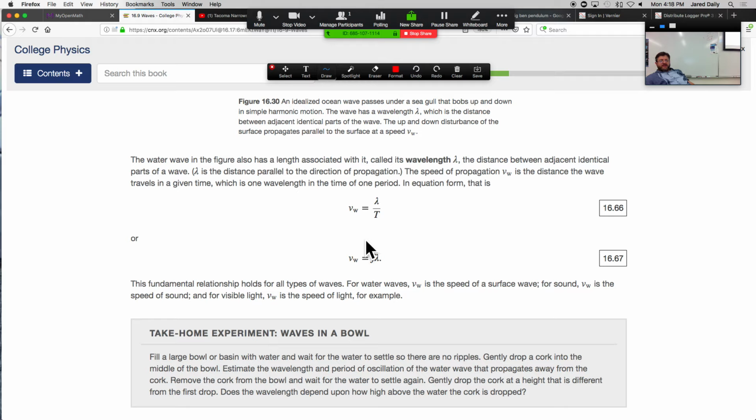Some of the things that we need to realize is that the velocity of a wave is going to be equal to the length of a wavelength divided by its period. Why? Well, because every wave that passes by is a wavelength, and the period is the time that it passes in. So this is going to give you a distance over a time, and that's just a flat-out definition of velocity. The distance is the wavelength, the time is the period.